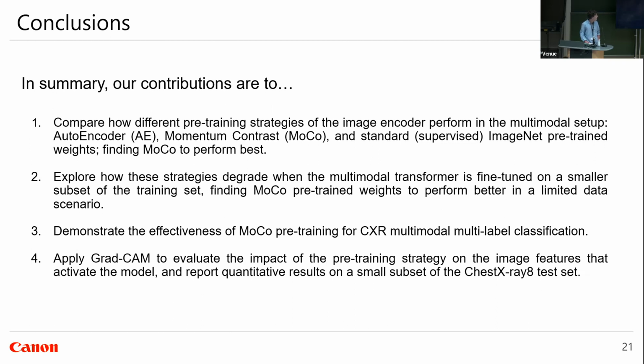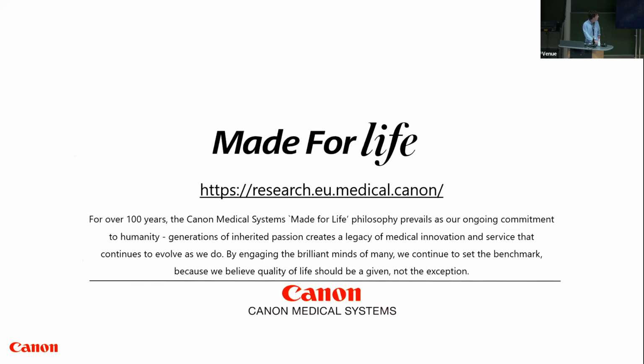And finally, we evaluate using Grad-CAM the impact of the pre-training, looking at the activation maps, and we report some quantitative results on a small subset of the ChestX-ray8 test set. Thank you for the attention, and I'm happy to answer any questions.